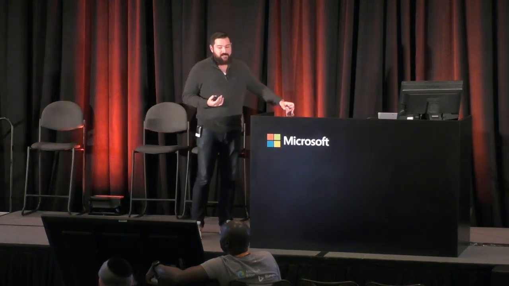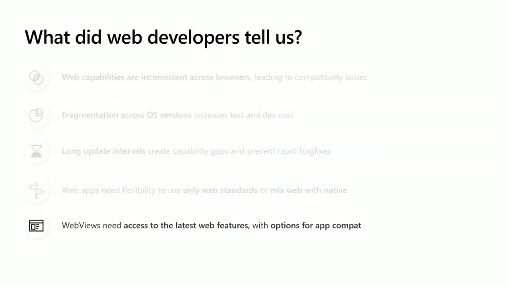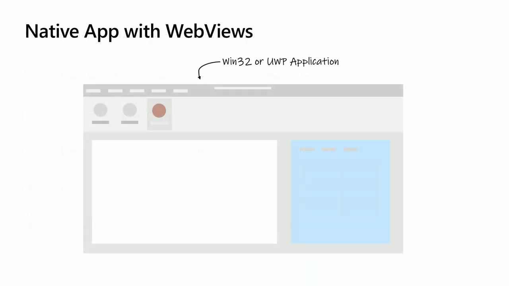So the next thing we heard is also for web applications, but specifically for web views. There are a lot of developers who actually want to integrate web content into a native app. This is similar to the hosted web app and the WWA scenario I talked about. But this could be anything. It could be a Win32 app. It could be a UWP app.